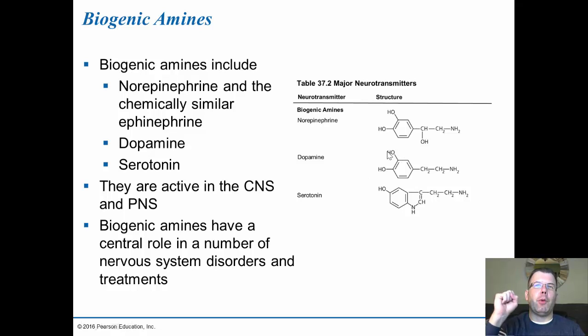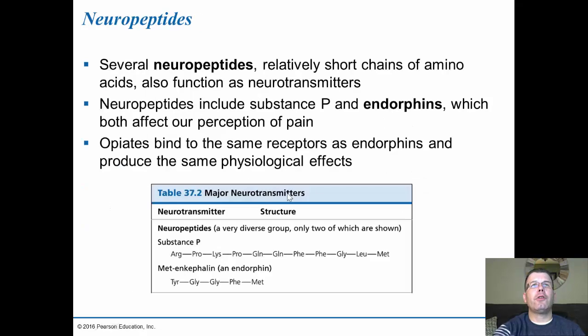And so a lot of times people with mental illness are not making enough of these things. So they need antidepressants, which will actually help stimulate or mimic these types of neurotransmitters to help them feel better. And so that's what's going on there. Now, there are some neuropeptides, which are short amino acids that also function as neurotransmitters.